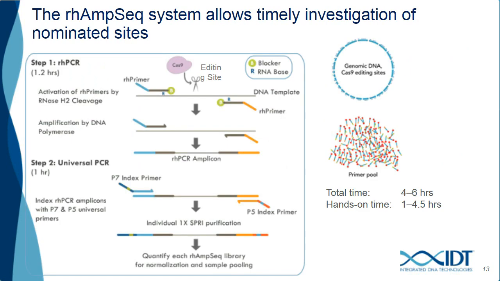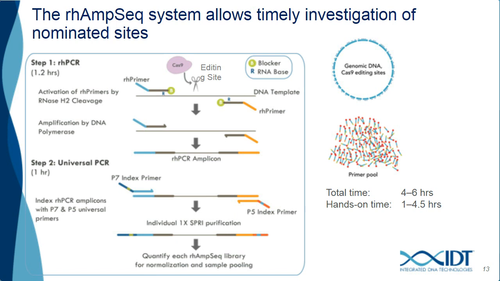So I've said it a few times now, but what is rhAmpSeq? rhAmpSeq is a method we created for highly specific and multiplexable generation of NGS-ready amplicons using rhPCR. rhPCR is an amplification method that uses primers containing an RNA base and a blocking group at the 3' end of the primer that can be cleaved by RNase H2 when the primer anneals to the intended region.